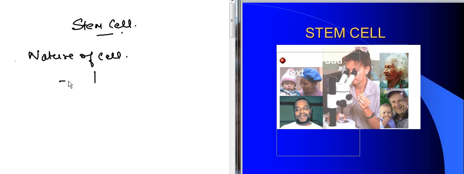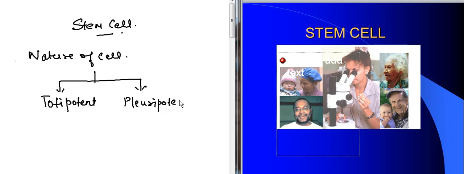There are two types of nature that cells have: one is called totipotent and the other is called pluripotent. Totipotent is totally different from pluripotent. Totipotent nature is found in plant cells and pluripotent nature is found in animal cells. So first we will discuss what is totipotent and what is pluripotent.